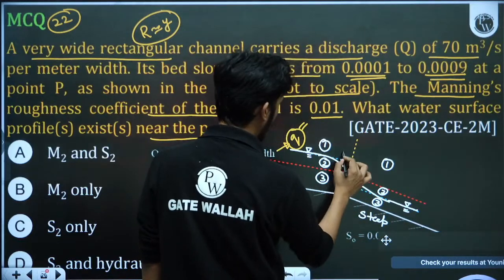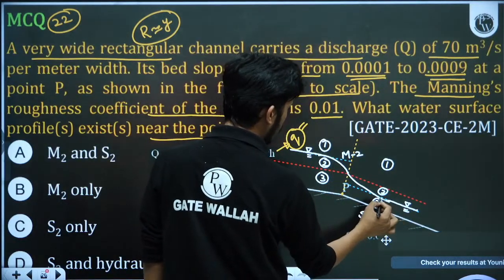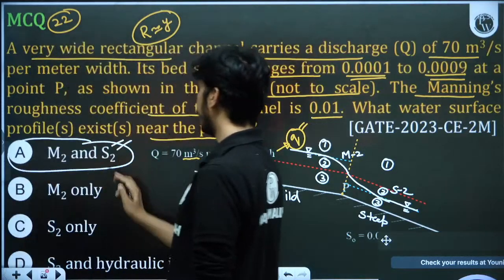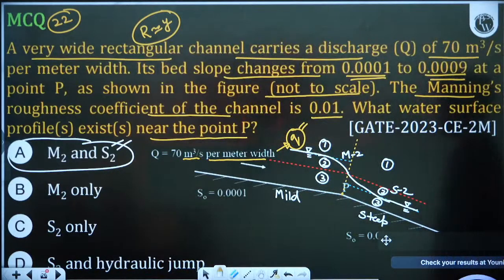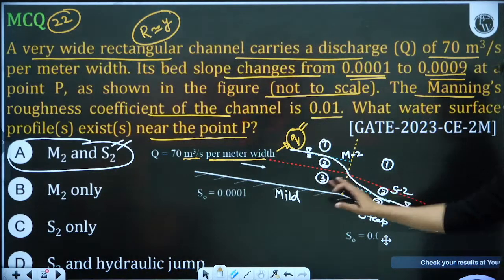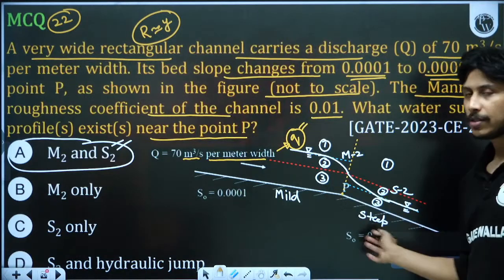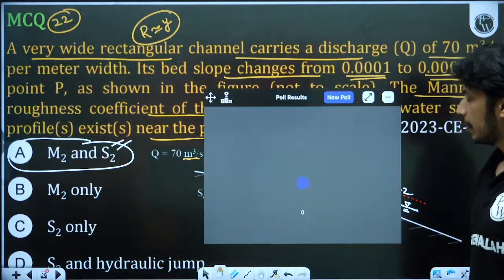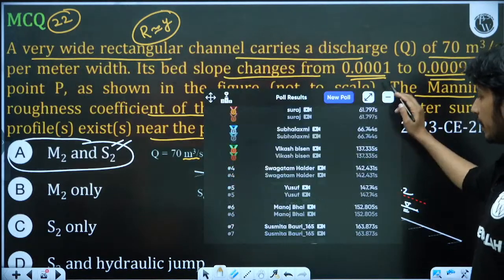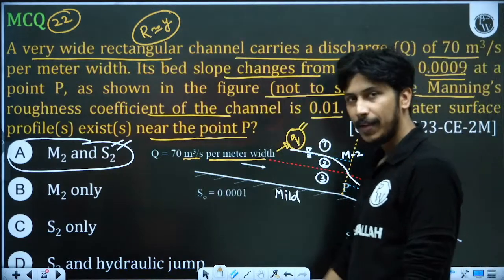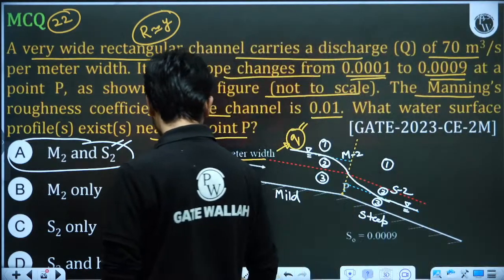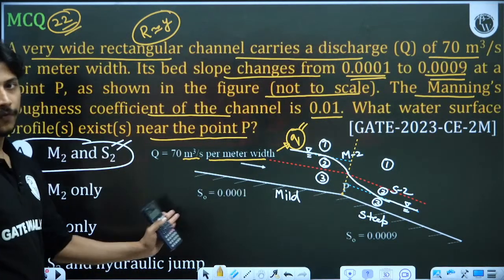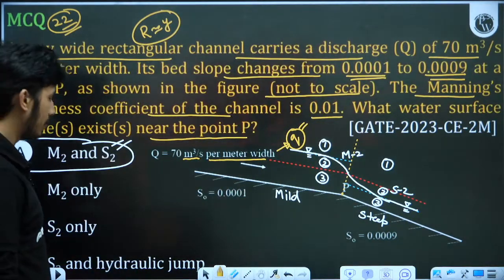So here it is in region 2, so M2. Here it is also in region 2, so S2. So M2, S2 will be the profile. A part is the correct answer. You just have to identify what the slope is. This is the mild slope, this is the steep slope. Once we know the slope, we can make the profile. This was simple once we got the slope. So 90% have given the correct answer. But giving the correct answer is not important. What is important is how to solve the question and what the variations are. So when you know which slope is meeting which slope, you can give the answer.